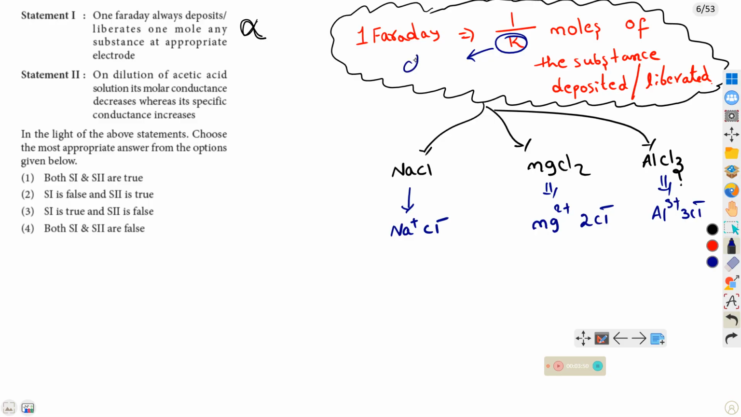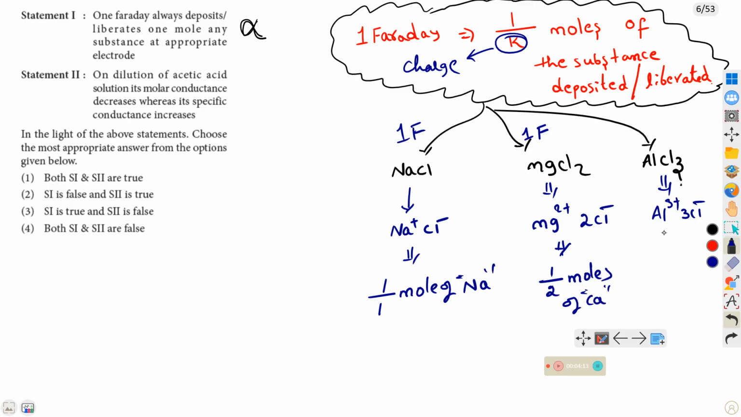K represents the charge of the cation or anion. If you pass 1 Faraday of current through NaCl, 1 mole of sodium is deposited. But if you pass 1 Faraday of current through MgCl2, 1 by 2 moles of magnesium is deposited or liberated. If you pass 1 Faraday of current through AlCl3, then 1 by 3 moles of aluminum is deposited. That's the reason the first statement is wrong.